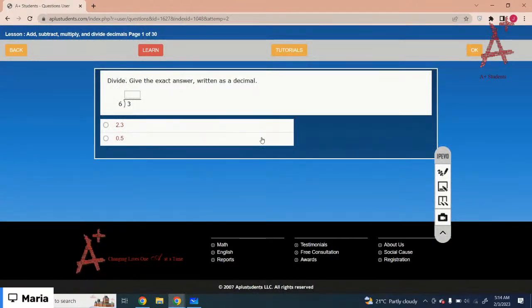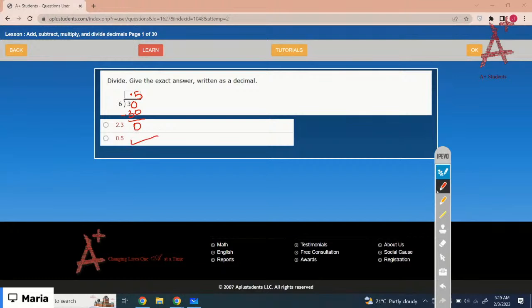Okay, first one is you have to divide 3 divided by 6. So 3 is the smaller number and 6 is the greater one. We cannot divide 3 by 6. So we have to put a decimal point over here and a 0 over here. Now you can divide 30 by 6. So 6 times what number is 30? 6 times 5 is 30. 30 take away 30 is 0. So the correct option is 0.5. So just select the correct option and then click on the OK button.